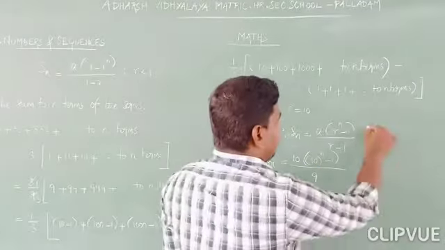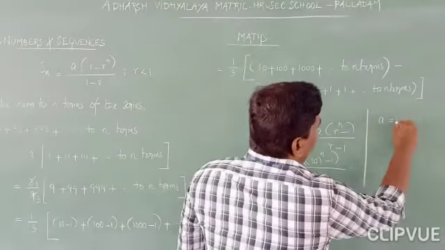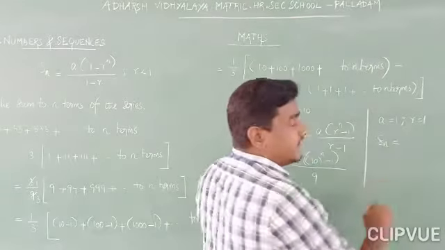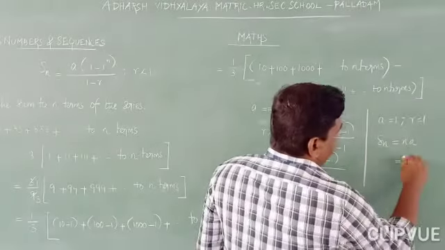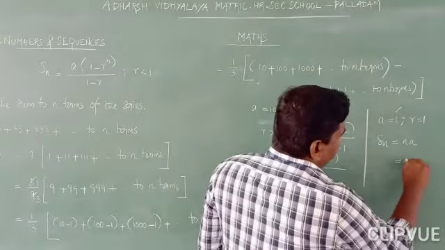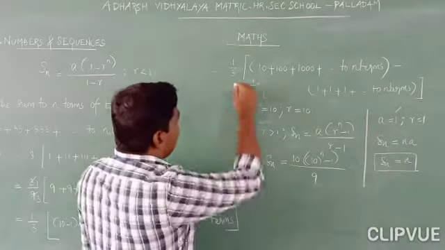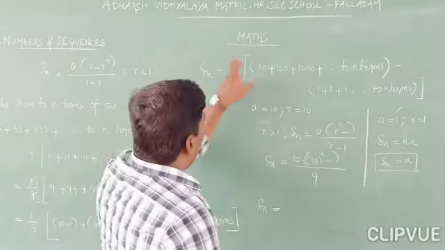Okay, similarly the second series, here a equal to 1, r is also 1. So what is the formula? Sn equal to na, we have learnt already. So a is equal to 1, so n. Okay, so now come to the conclusion. So Sn equal to 1 by 3.